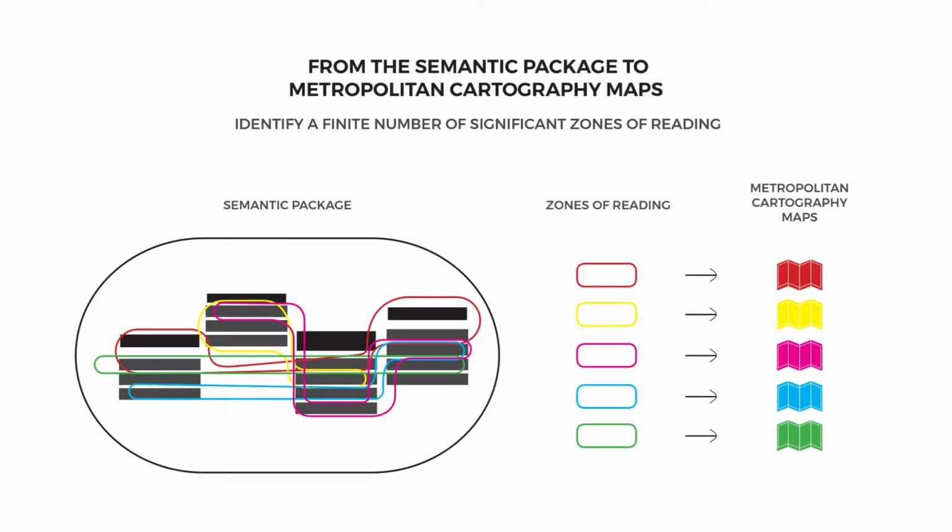Starting from the semantic package, it is necessary to identify a finite number of significant zones of reading. A zone of reading allows one to create own paths to read the dynamics and the metropolitan complexity, and at the same time, it is the tool to detect the informative levels for the metropolitan cartography maps.